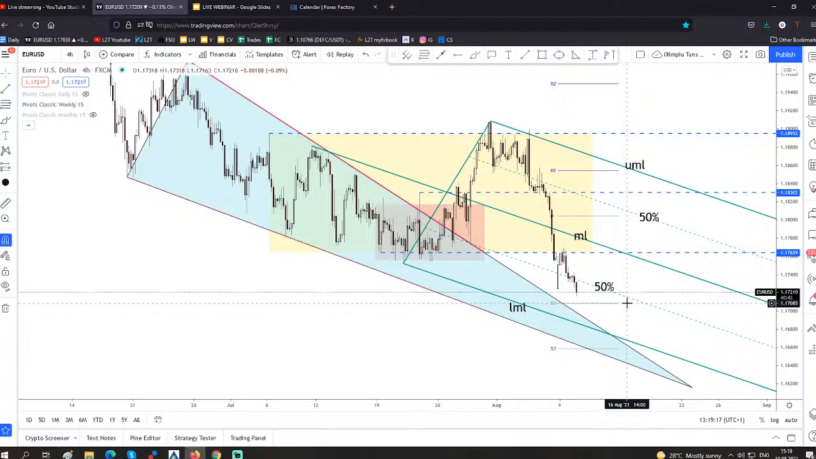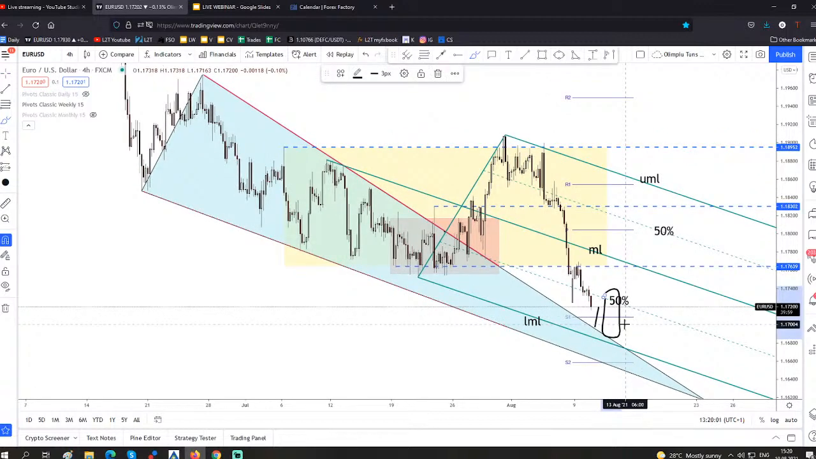We need something like a bullish pattern, maybe in this zone, something like a pin bar, false breakdown, or a major bullish engulfing. Okay, if the price drops, and then we have something like a major bullish candle, a major bullish engulfing, it could signal a potential rebound. But right now, as I've told you, the bias is still bearish.